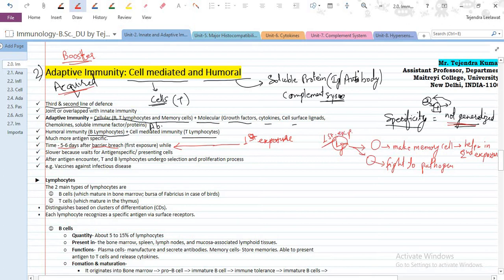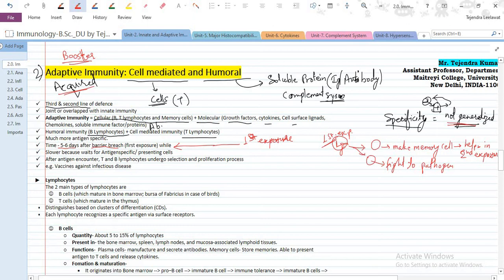In this second exposure, our body will be ready, so the adaptive immunity will take very little time and will start fighting the pathogen very quickly. So that is the benefit. Whenever the pathogen comes into our body the second time, we are already ready.